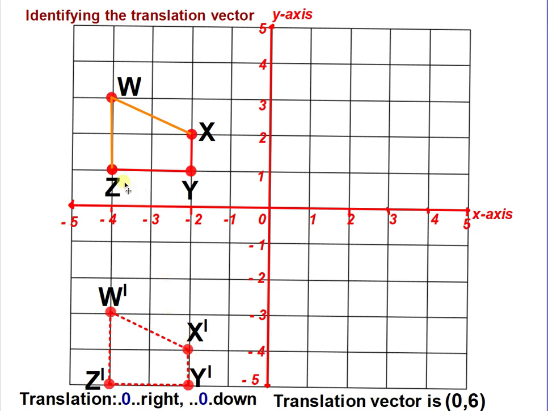That means there wasn't any movement to the left or to the right. Therefore, our translation vector is 0 right or 0 left. Then we also have 0 down. Therefore, the vector is written as 0 and positive 6. Why positive 6? Because we moved 6 times down.